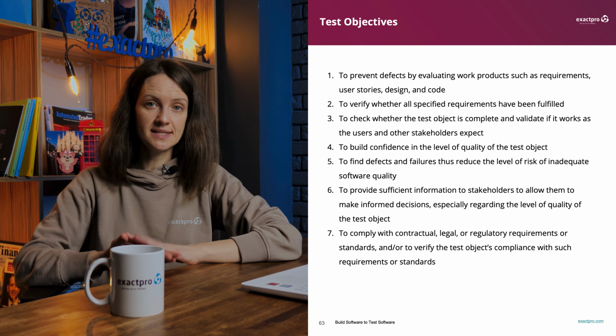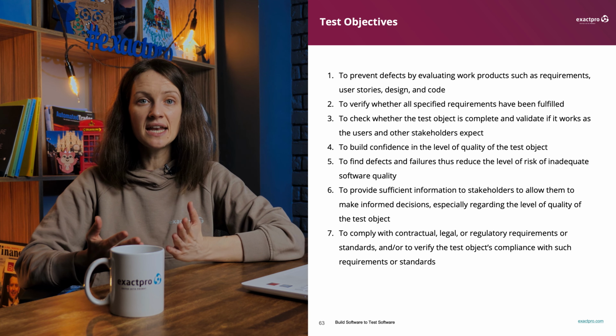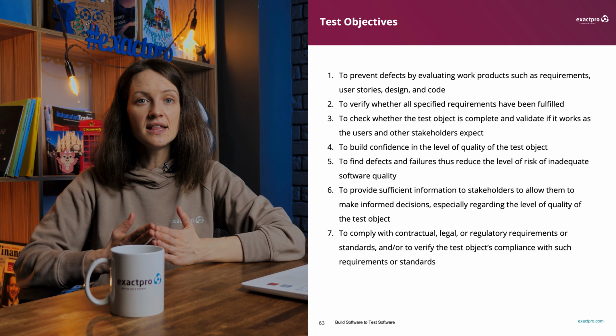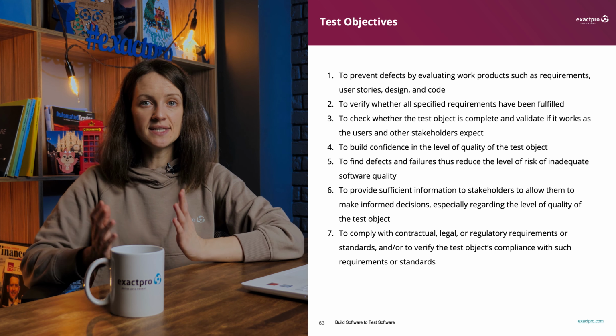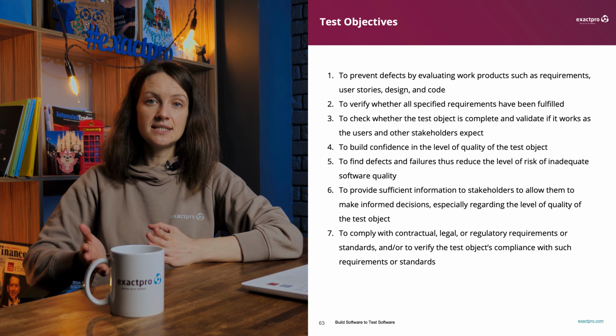There is and should only be one objective: to find the discrepancies between the expectations and reality. However, this list puts it at number 5. Meanwhile, number 1 states the following objective: to prevent defects by evaluating work products such as requirements, user stories, design, and code. It's important to know that bugs are introduced not only during the coding process, but during any product lifecycle stage. The discrepancies between expectations and reality can happen at any time.